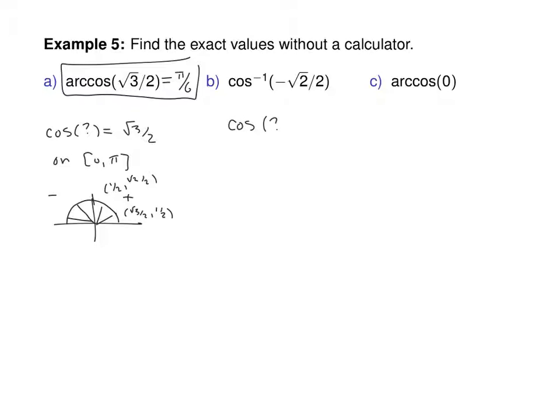Cosine of what gives you negative root 2 over 2? So which quadrant are you in for that one? The second one. And the root 2 over 2 comes from the 45-degree angles, right? But I just note that as in radians. 3 pi fourths. Great.